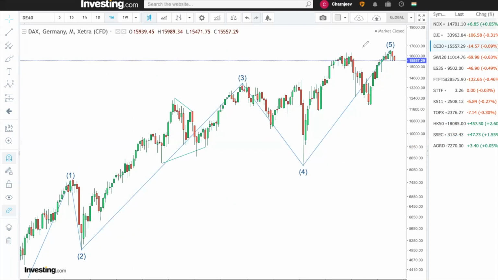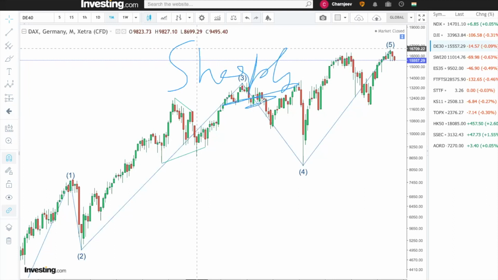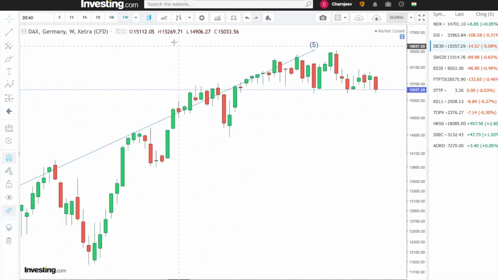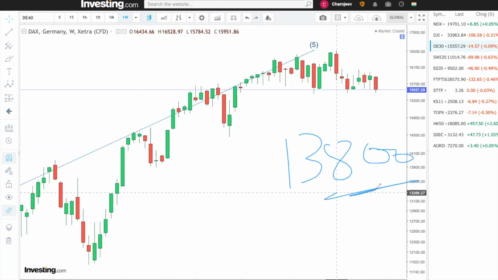Whenever a diagonal happens, it's a textbook theory. It's a textbook example. Whenever a diagonal happens, the particular instrument corrects sharply, and believe me, this correction comes around very fast and very sharply. If this is a diagonal, then in the next correction, Germany will likely come around near the levels of 13,800. So this is the first leg of this sharp correction, which makes the projection around 13,800.